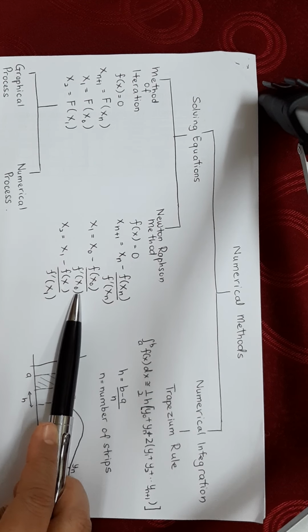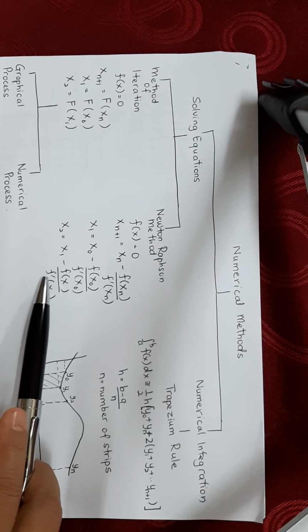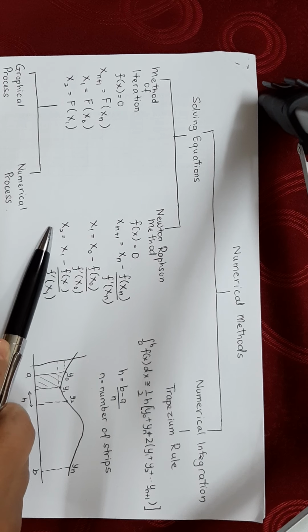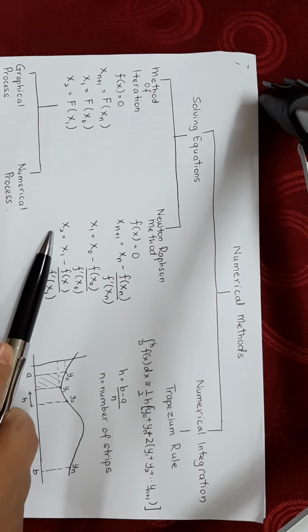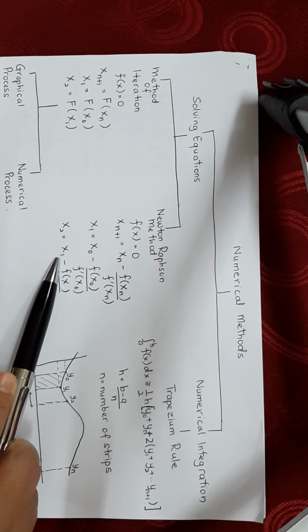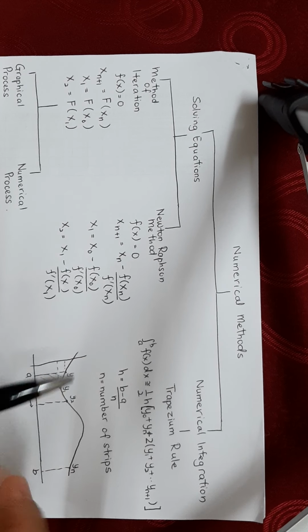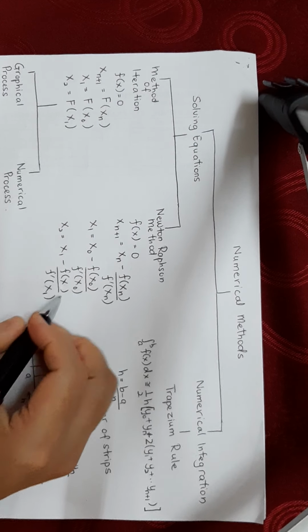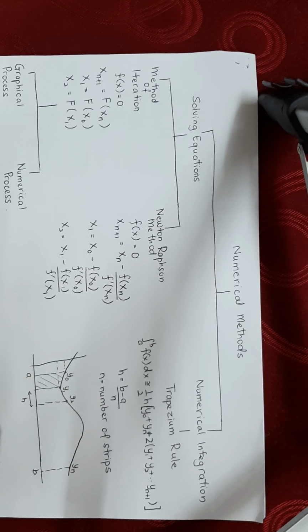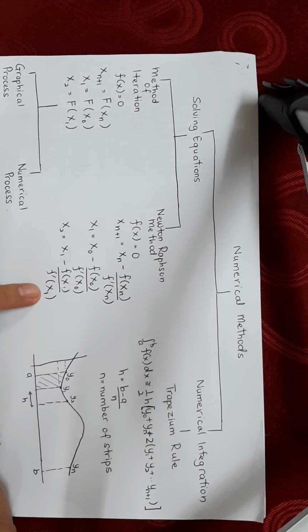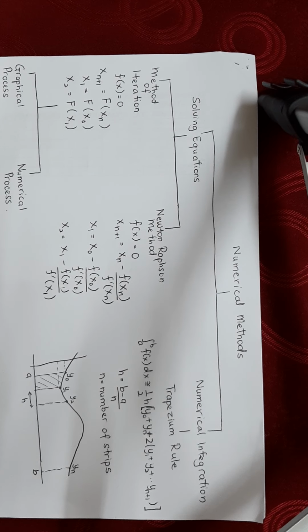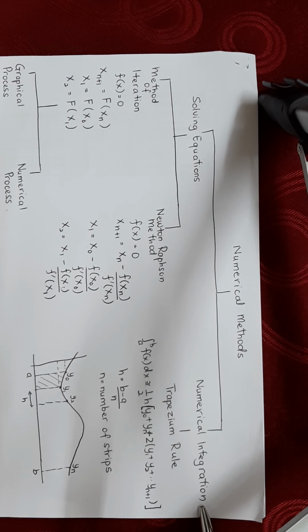Similarly, if you want x2, the second approximation is gotten by taking your first approximation minus the function with x1 in it divided by f prime with x sub 1 in it. Hope that's clear. Now the last part of this chapter deals with numerical integration.